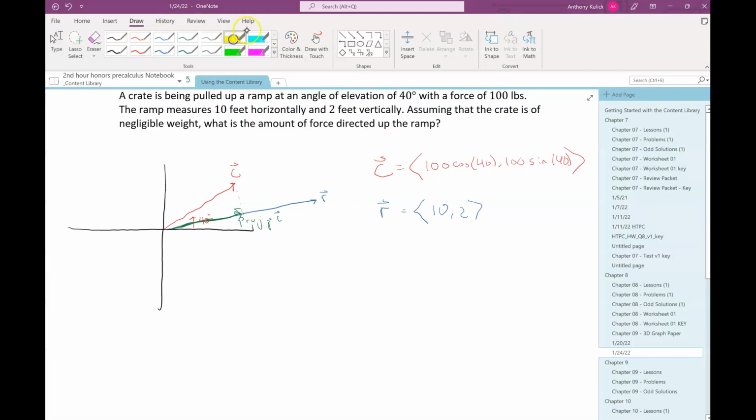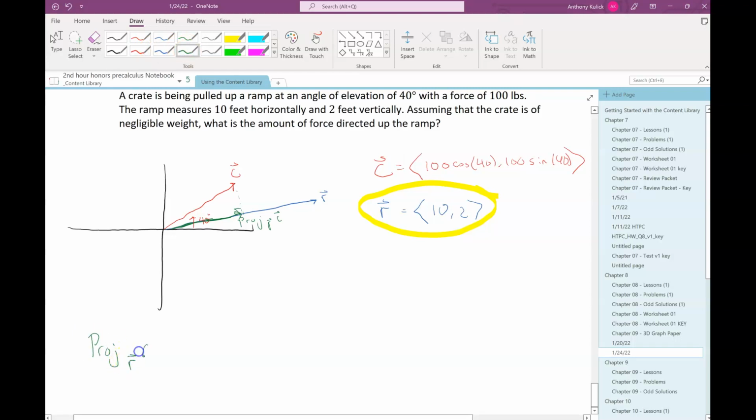Now, observe, are we projecting onto a unit vector? We are not, right? Clearly, the vector 10, 2 is not going to have a magnitude of 1. So this means we're going to have to do the full-blown formula, there's no stopping early. Okay? So the projection of crate onto ramp is going to be the dot product of the crate and the ramp divided by the magnitude of the ramp squared, times the ramp vector.